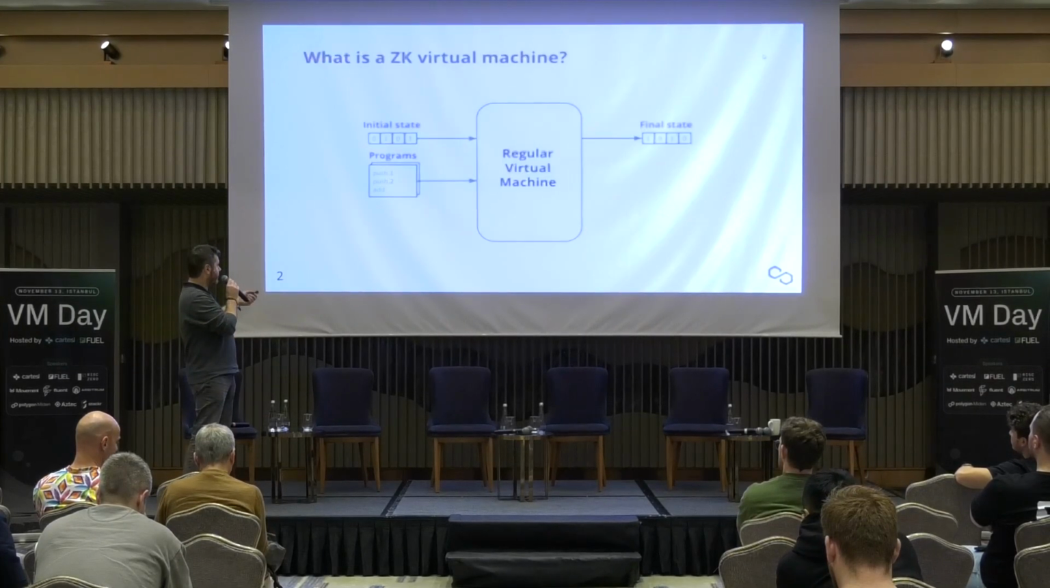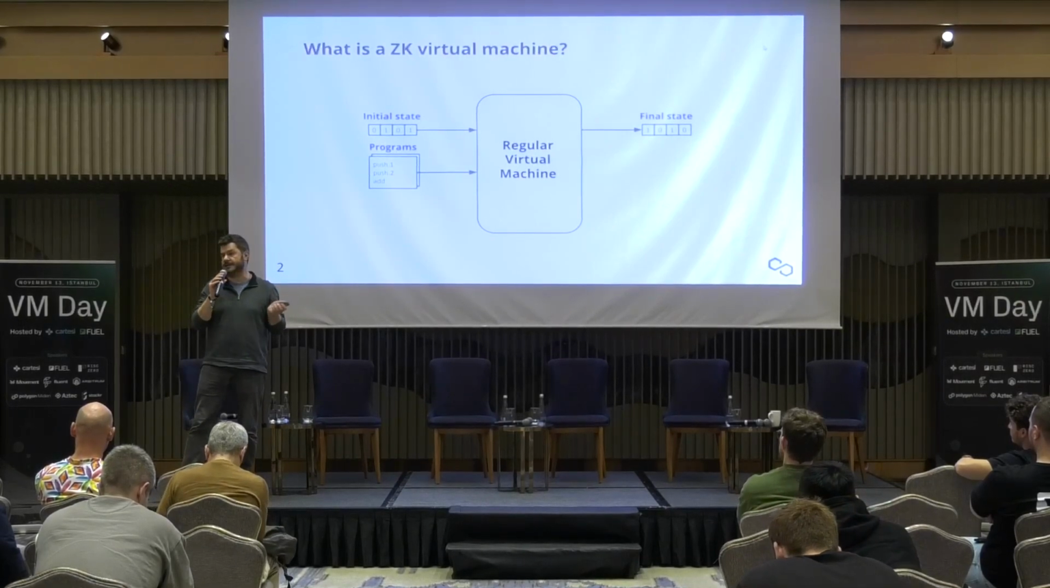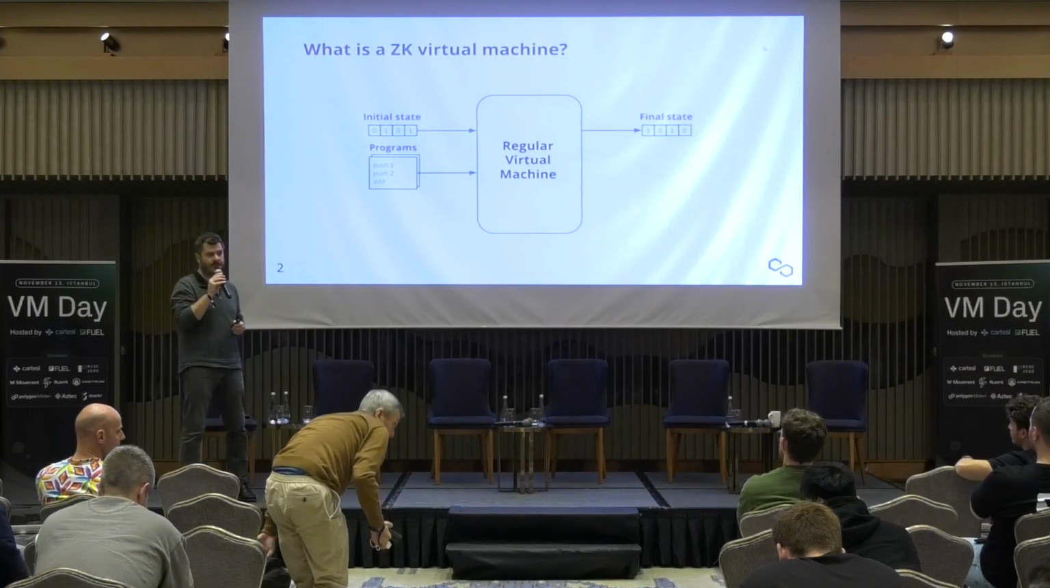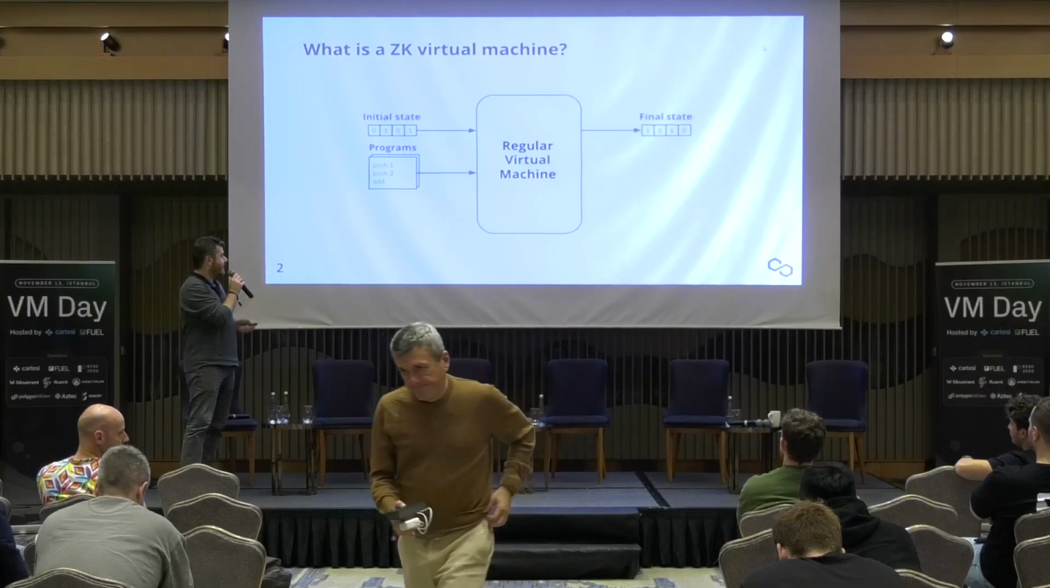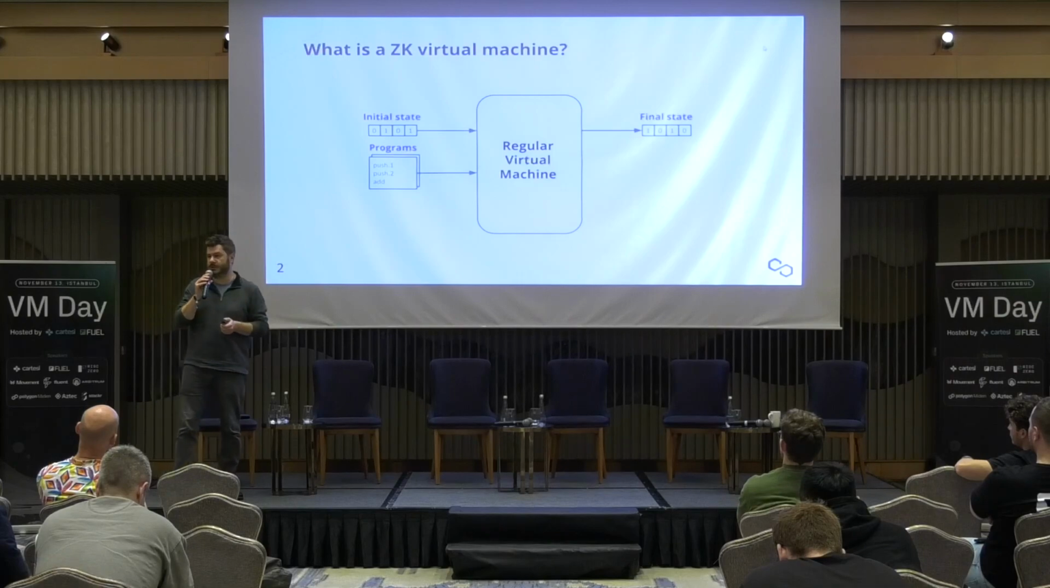But before going into details of Polygon Miden, I want to give an introduction of what the ZK VM is, and probably it's familiar to most of you, but I think it's good to set the context. So let's start with a regular VM. A regular VM basically is just a state machine where you start with some state, you apply some program to the state, you execute something, and then you get the output state. This is a very, very basic thing.